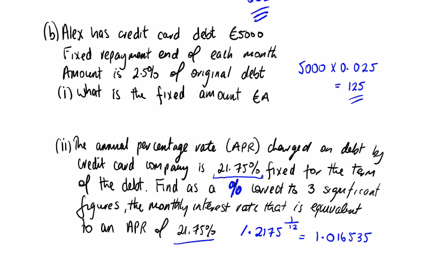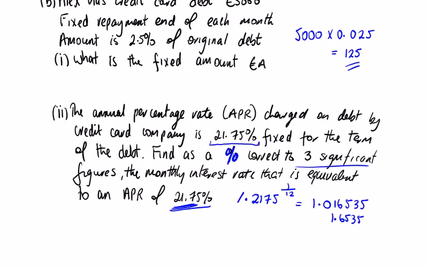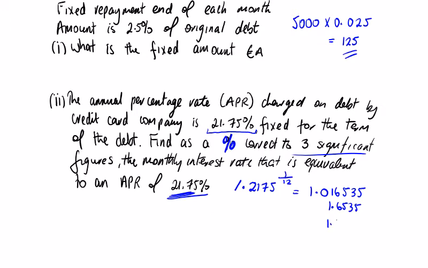Now you can estimate here, if it was 24%, it'd be approximately 2%. So a little bit less than 2%: 1.6535, and to three significant figures that's 1.65%.